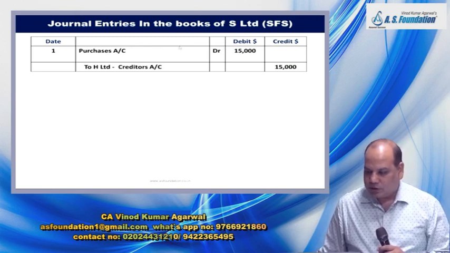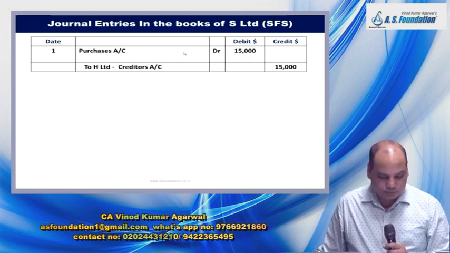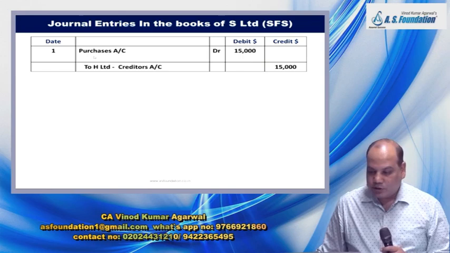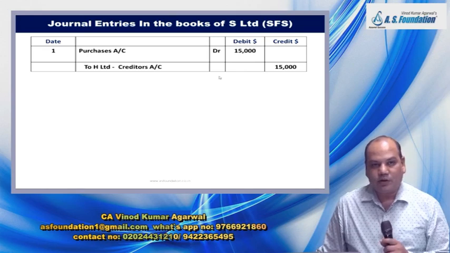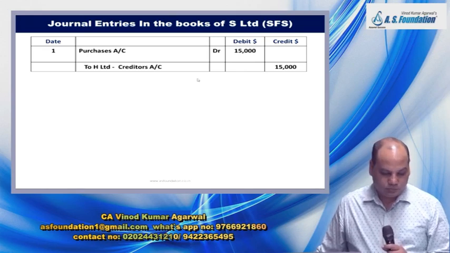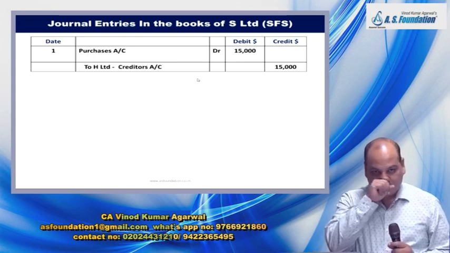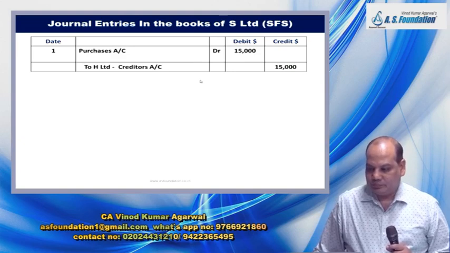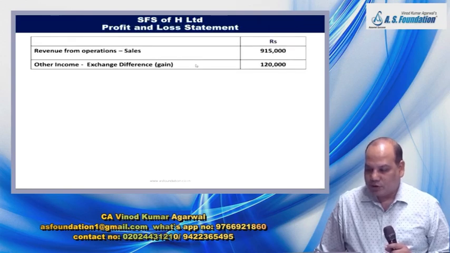Then write down in the books of S Limited. What is the functional currency of the subsidiary? Dollar. And even the invoice is in dollar. So for them it is just a simple purchase entry. Purchase account debit to H Limited, creditor 15,000. Will they also do the revaluation at the end? No. It is their functional currency only, not a foreign currency.